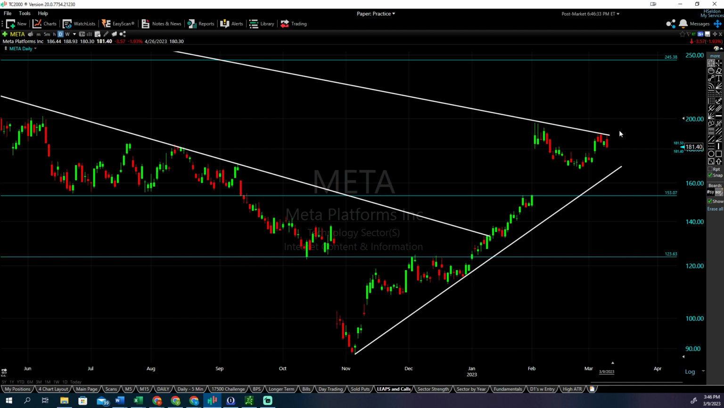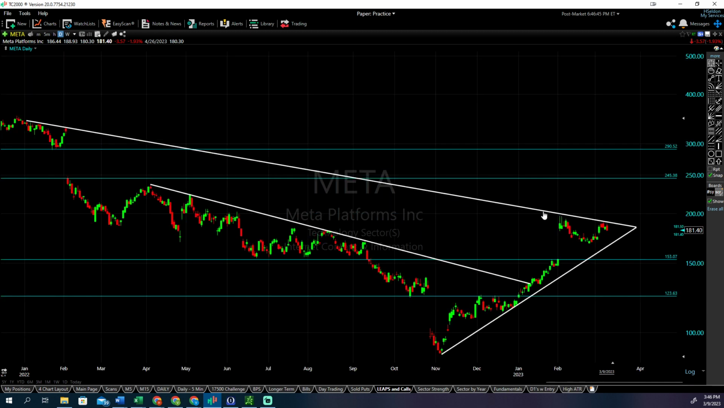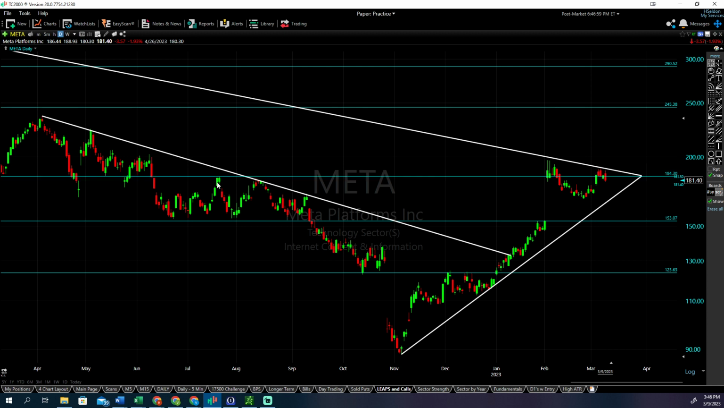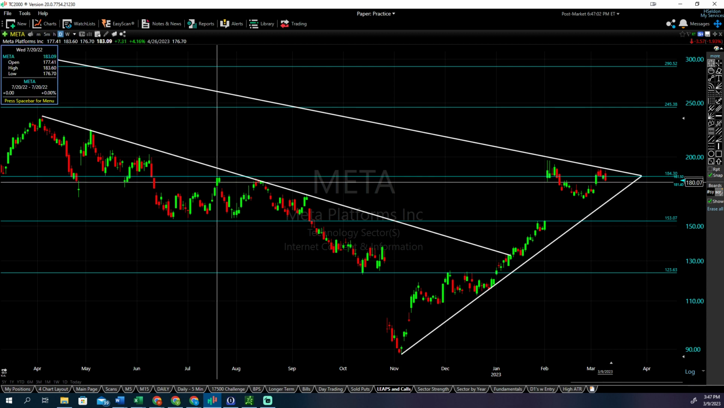But now look what happens if I extend this out. Extend this one out. Look at that. You have a very clear point here. And if I now take a horizontal line and put it right at that point, what happens? Well, on July 20th, that line, by the way, is one.